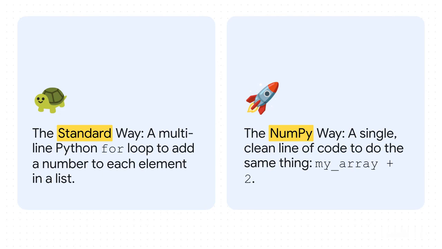So take a look at this. On the left, that's the standard Python way, a for loop chugging through each item one by one. It gets the job done, sure, but it's kind of clunky, right? A little verbose. Now look at the right. That's the NumPy way. One clean, elegant line of code does the exact same thing, but it's worlds faster. This is the power we're about to unlock.